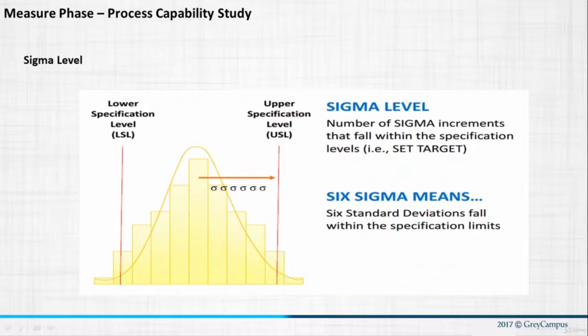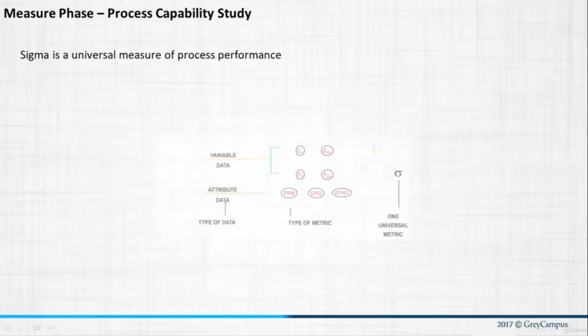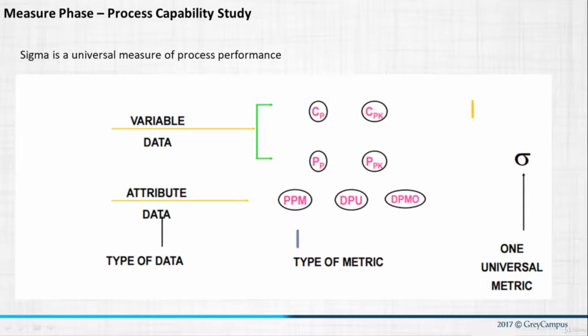We can measure a process using sigma levels. Sigma levels are the standard deviations in relation to the standard normal curve. How many standard deviations are there within our process? Sigma is a universal measure of process performance. We can do that with variable data or attribute data. We can do it with several different types of metrics. And the sigma is that one universal aspect of things.